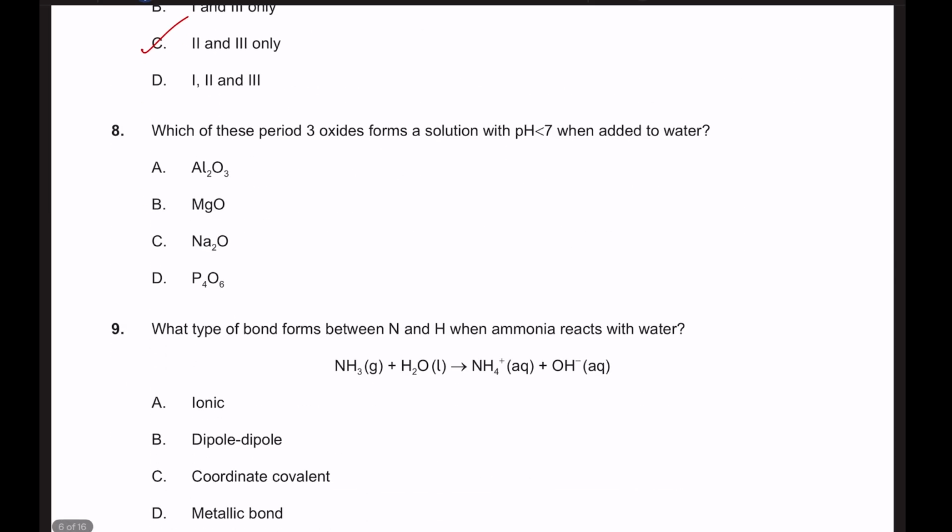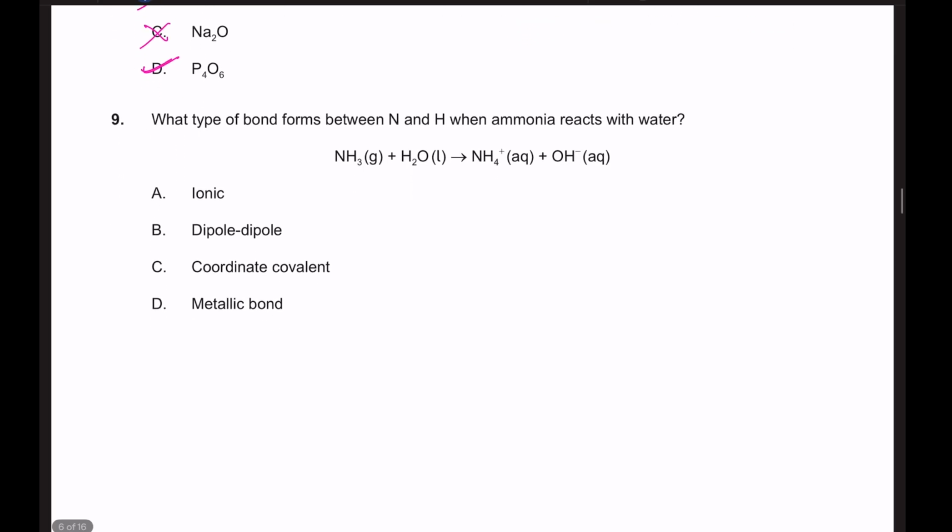Next one. Which of these period oxides form a solution with pH less than 7 when added with water, right? pH less than 7 means it should give you an acidic solution. An acidic solution is given by non-metallic oxides. Metallic oxides will give you a base. So eliminate B, and I can eliminate C because these are metallic oxides. Al2O3 is amphoteric, so it will react like an acid with a base and like a base with an acid. So the answer is option D, which is Al4O6.